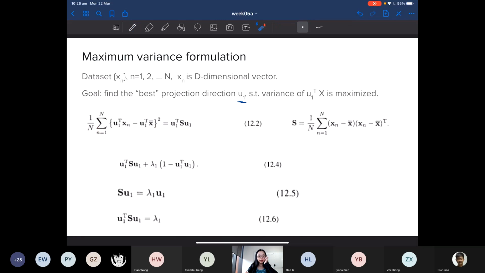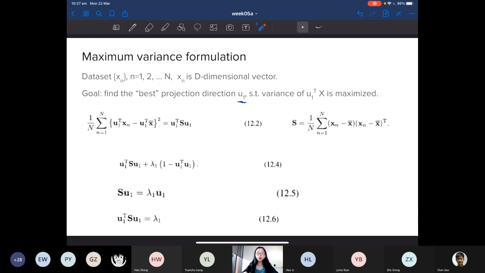And then we can write this in matrix form quadratically by just taking u1 out of this square and putting it on either side. So it's basically u1 transpose times the outer product of x_n minus the average x bar, summed over n data points, right? Where S is essentially this sum of outer product matrices.